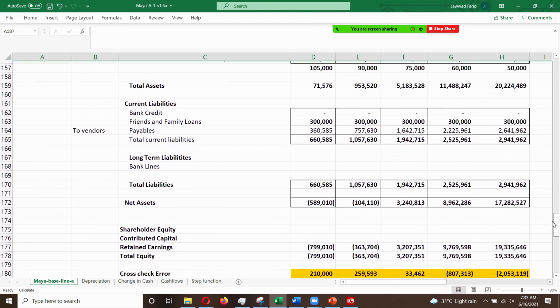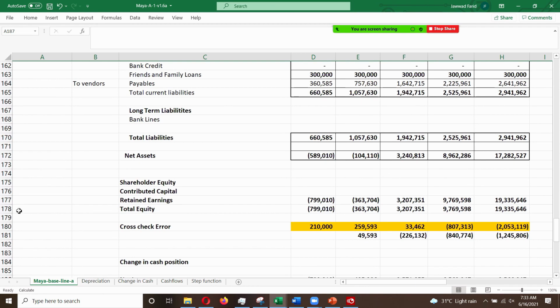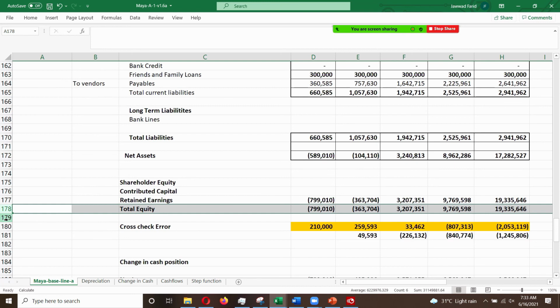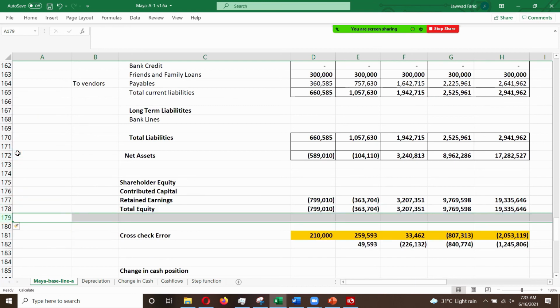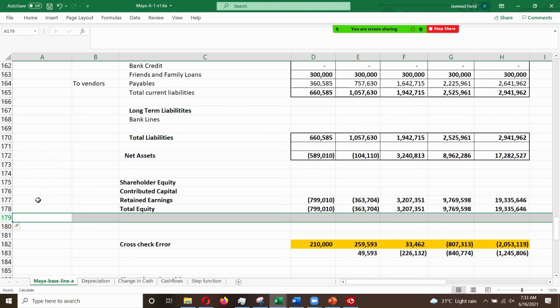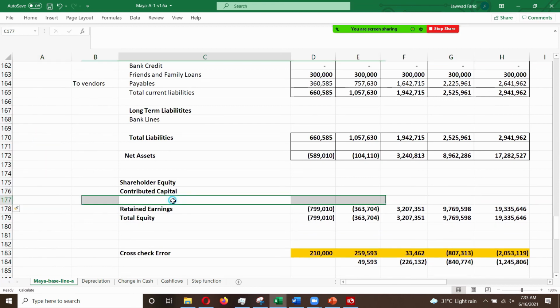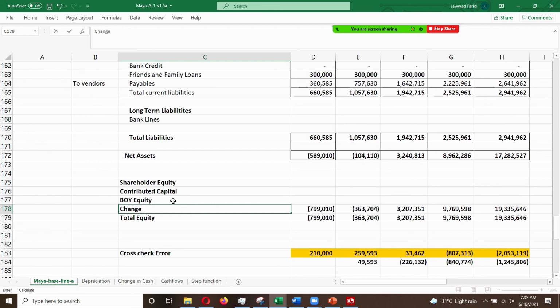I think the other thing that we've done wrong here is this. Where is the shareholder position, right? This also we need to break into what we call a 3-line format. So ideally what you want to do is you want to say, let me just explain this one more time. I'm going to say beginning of year equity, change during the year and end of year equity, right?